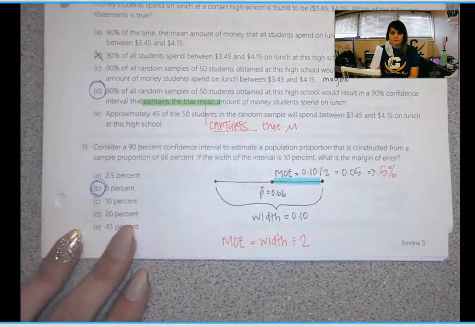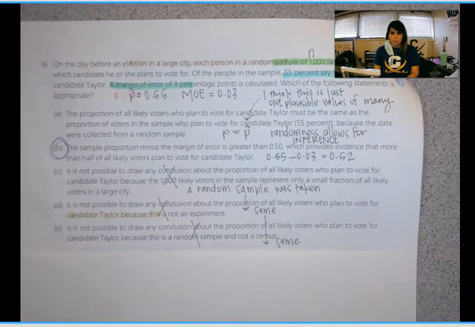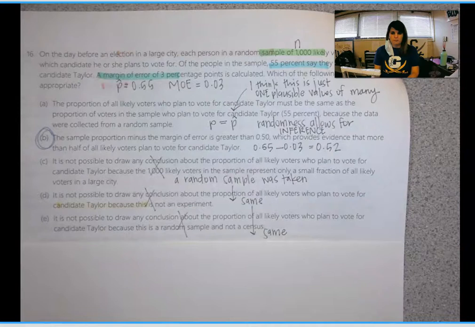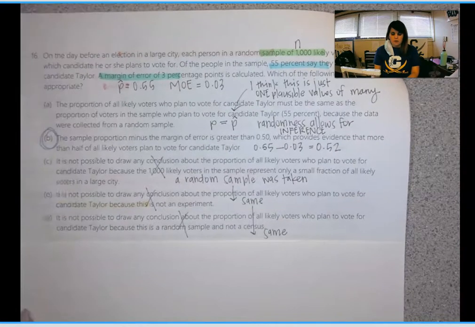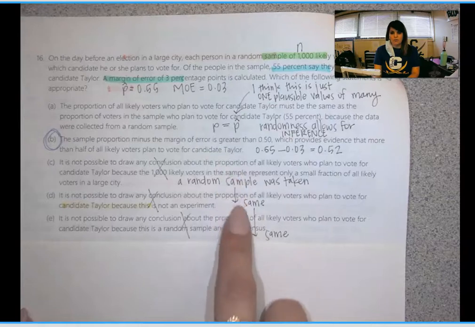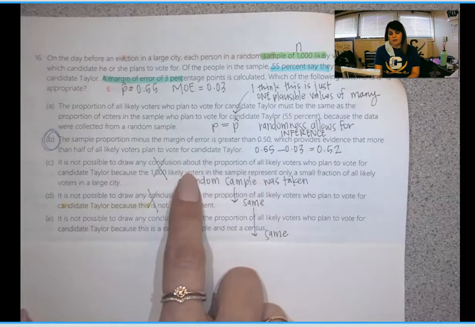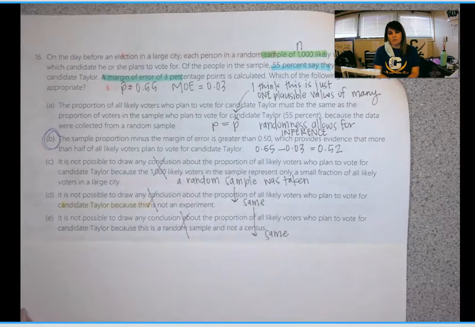14. I think I said 14 and that was 15. I apologize. 16. I crossed these out because you can draw a conclusion about the true proportion because a random sample was taken. So C, D, and E were not options because to be able to draw a conclusion, all we needed was a random sample.